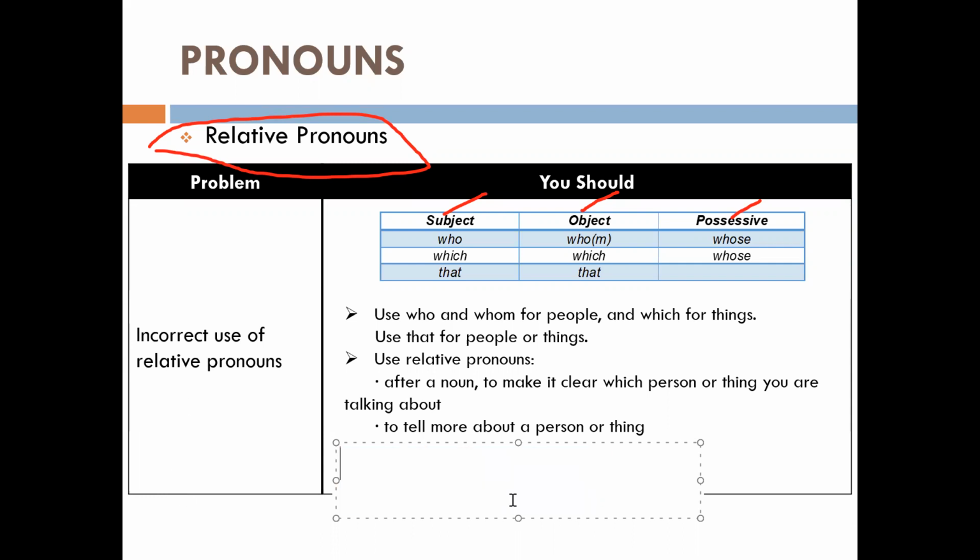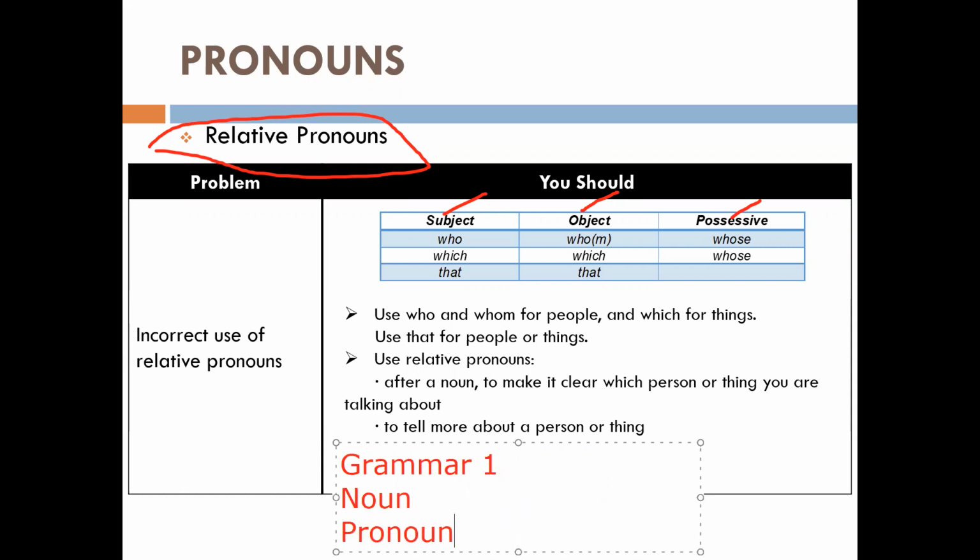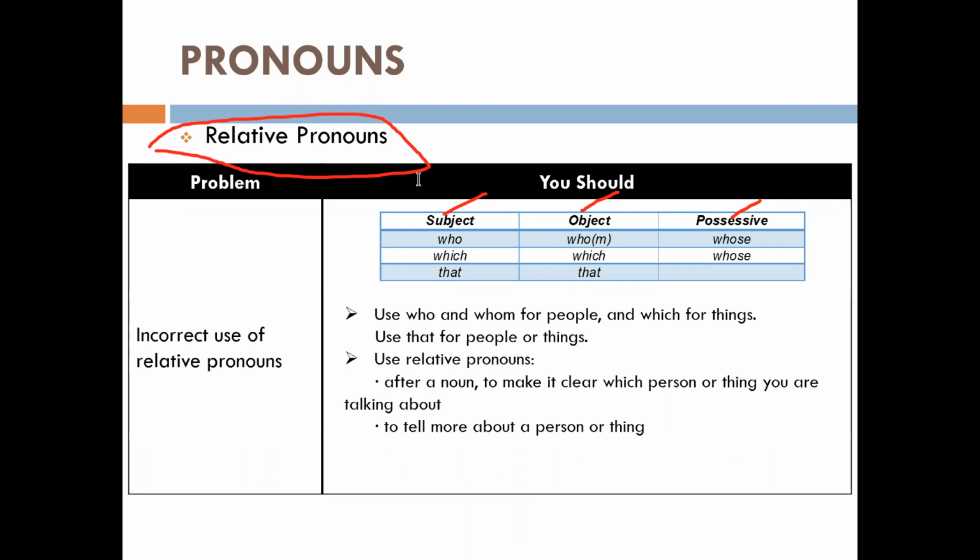Alright? For the complete list of our pronouns, guys, I have already covered this in my Grammar 1. Grammar 1 is your subject, where I discussed your noun and pronoun. The objective case, subjective case, and possessive case are all in Grammar 1. So if you can wait, attend Grammar 1 for the next cycle, okay? Or if you can't wait, ask for the replay for Grammar 1. It's there.